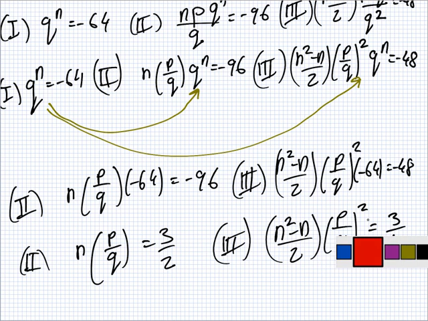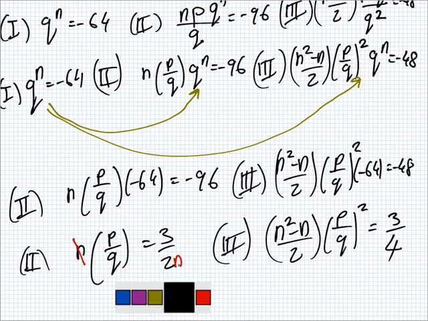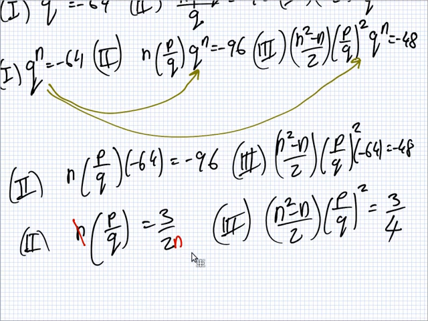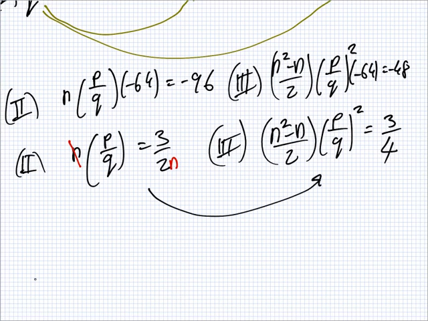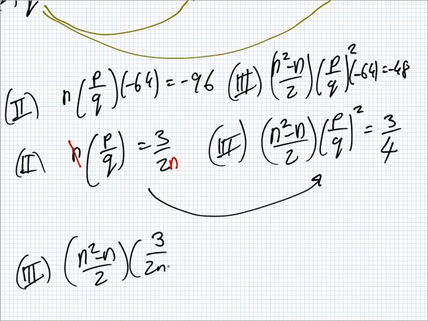Let me just move somebody out of the way. Let me just bring that n down to here. You have p over q, I have p over q, in terms of n. So put this guy in here. Now equation 3 becomes n squared minus n over 2, 3 over 2n squared equals 3 over 4. Now, this is kind of success because I reduced my problem down into just one equation of one unknown. In fact, what type will this be? It's quadratic, isn't it?